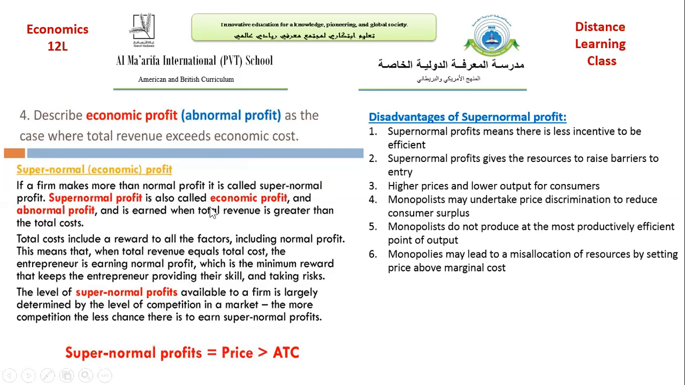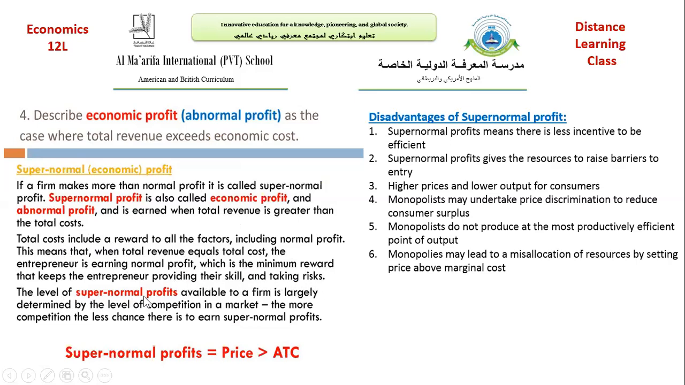Supernormal profit is also called economic profit and abnormal profit, and is earned when the total revenue is greater than the total cost. Total costs include a reward to all the factors, including normal profit. This means that when total revenue equals total cost, the entrepreneur is earning normal profit, which is the minimum reward that keeps the entrepreneur providing their skills and taking risks.